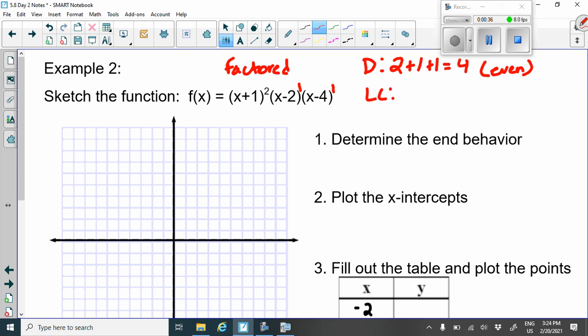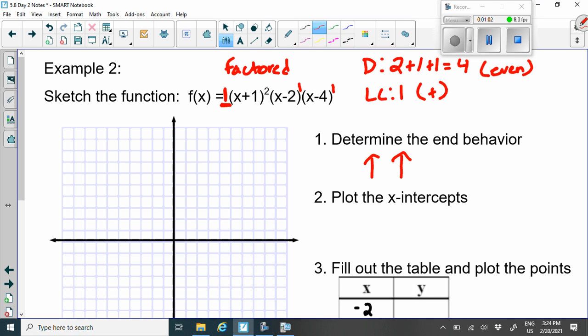Now to find the leading coefficient, remember that is going to be the number in front. Though we don't see a number, remember that means that's an assumed 1. So our leading coefficient is 1, and that's a positive. So when we determine the end behavior, remember with even degrees, the arrows go the same way. And because our LC is positive, the arrows will both go up, okay?